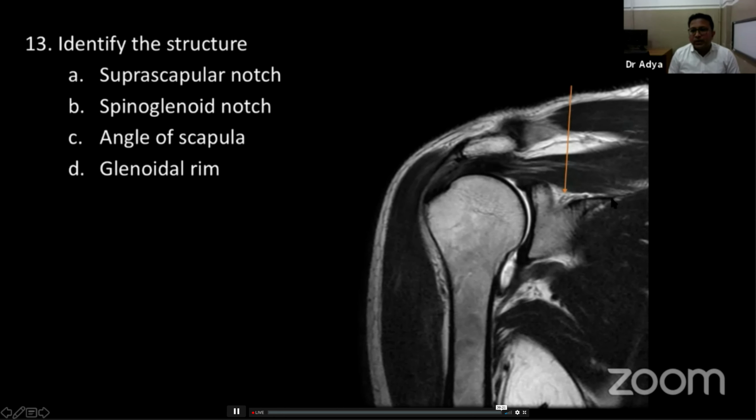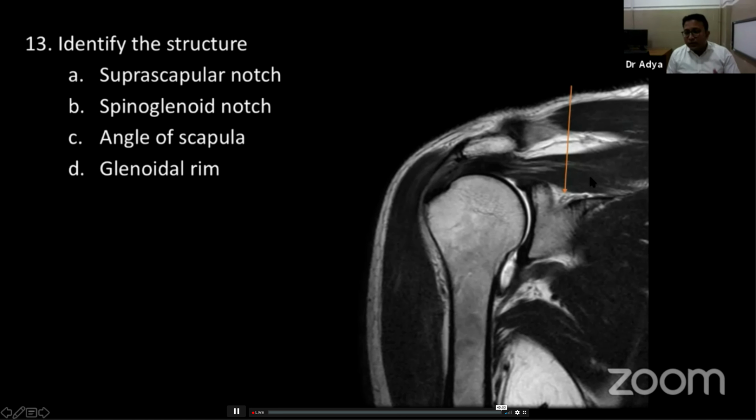Now, what is this structure that is coming out? This is the spine of the scapula. So this notch is present between the glenoid and the spine of scapula, and it is posterior in location. How do I know that this is posterior in location? I see two bulks of muscle, one is infraspinatus and one is teres minor. So I know that I am posteriorly located in space. So spinoglenoid notch lies posterior and inferior to the suprascapular notch, which is a depression along the superior border of the scapula. It will be located a bit anterior and superior to the spinoglenoid notch.